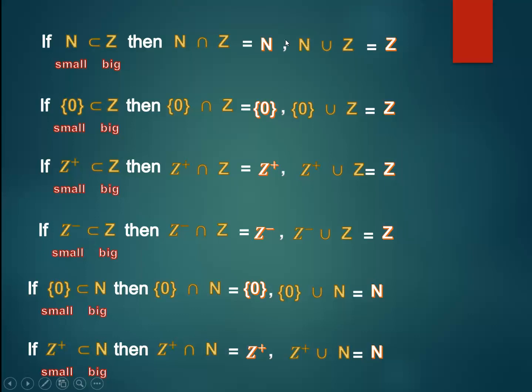You have questions like this, intersection or union. Ask yourself first, is this one a subset of this or not? Okay, if it is a subset, use this rule, small and big, and answer.